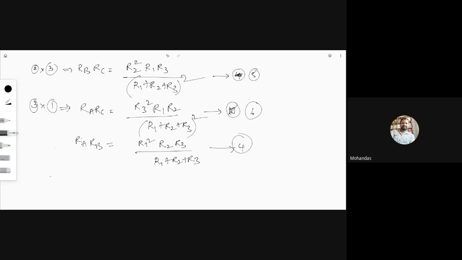Now add all the equations here. We add all the equations. What are the LH side terms? RA RB plus RB RC plus RA RC, which is equal to, taking the RH sum, R2 square into R1 R3 divided by R1 plus R2 plus R3 whole square plus. Are you getting or not?